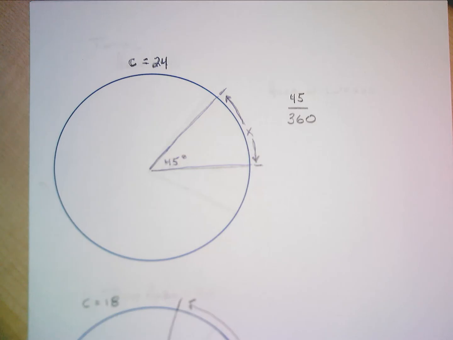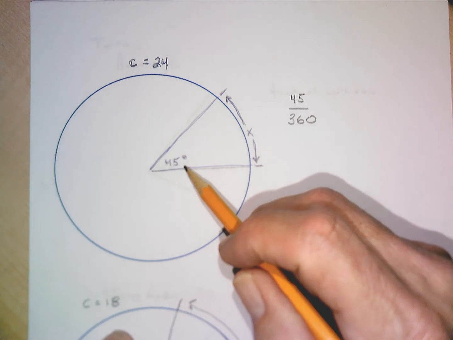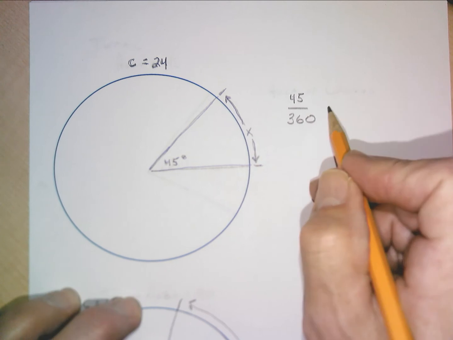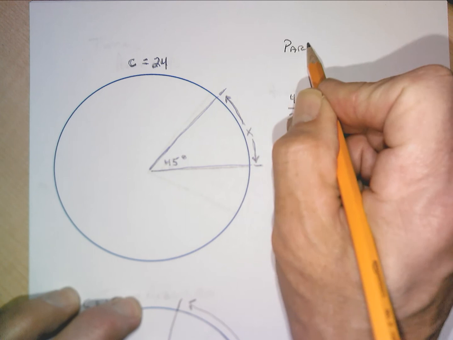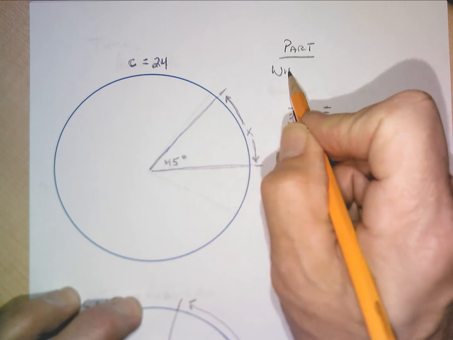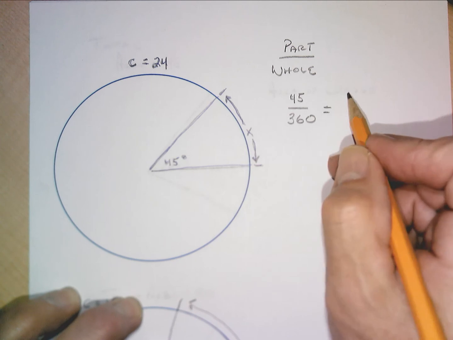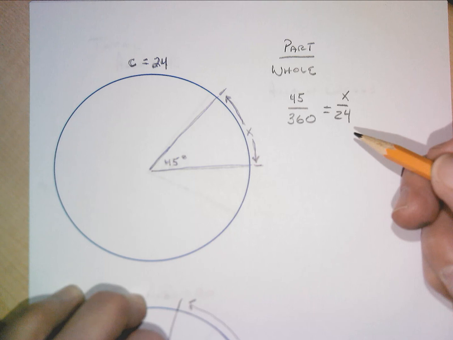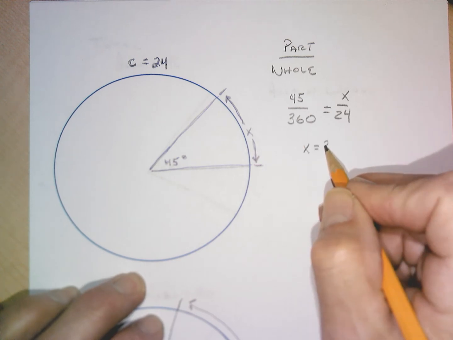So in this case, for this circle, 45 degrees defines that we have 45 360ths of the circle, and we're always developing a ratio that is part over whole. So 45 over 360 is equivalent to x over 24. And if you did your cross multiplication and divide, as you said, you would get x equals 3.